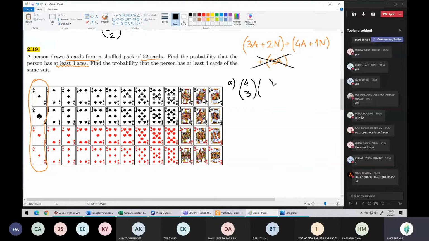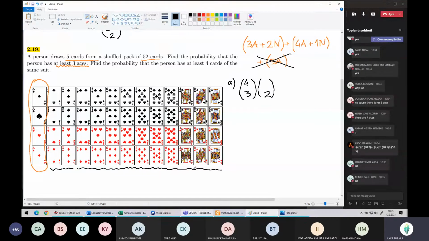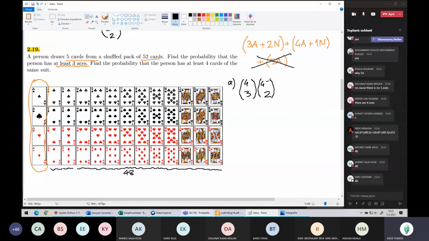And the other 2 cards are from what? From non-aces. I mean, what are non-aces? All the cards here, for the 8. For the 8, combination 2. And we have another. Before dividing it by the sample space, let's write the second one.